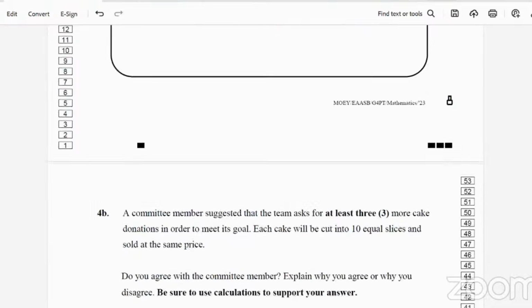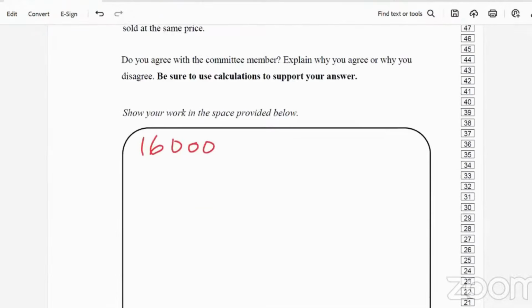14,340. So we're going to be subtracting 14,340 from 16,000 to see by how much it was short, just to have an idea if what they said we needed was what we actually needed.